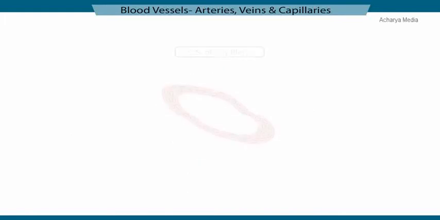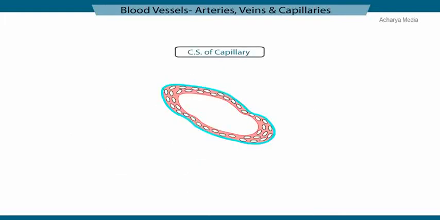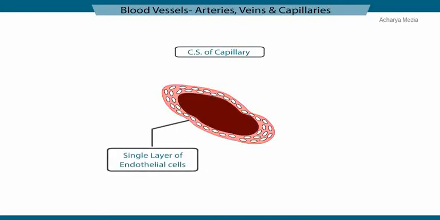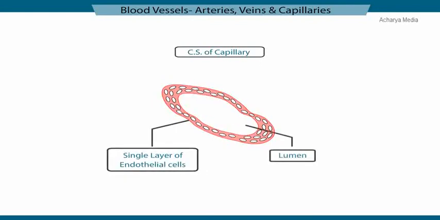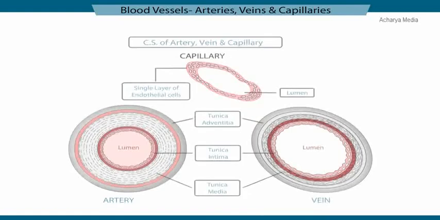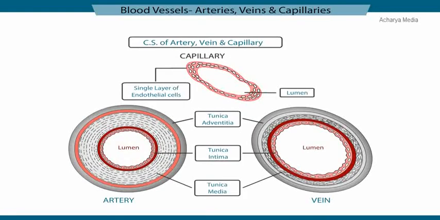The wall of a capillary consists of a single layer of endothelial cells and a central lumen, where the endothelial cells are a lining of flat cells in the inner layer of blood vessels such as capillaries, arteries and veins. And lumen is a channel in which the blood transportation takes place.